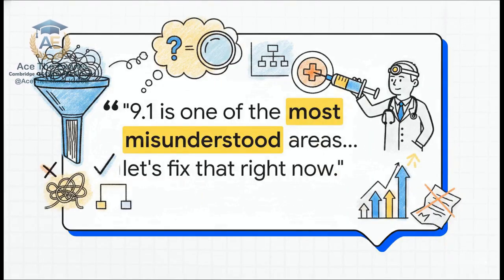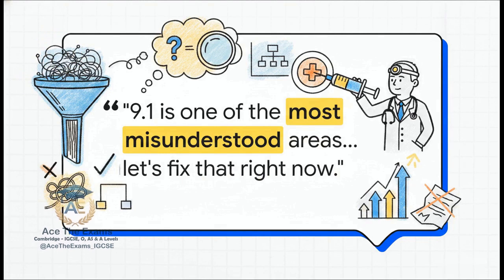Okay, let's dive straight into this. A senior Cambridge examiner recently noted, and this is a direct quote by the way, that 9.1 computational thinking skills, and abstraction in particular, is one of the most fundamentally misunderstood areas in the entire computer science syllabus. Let's fix that right now.